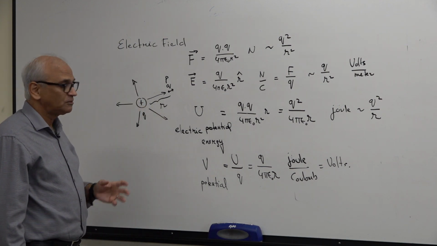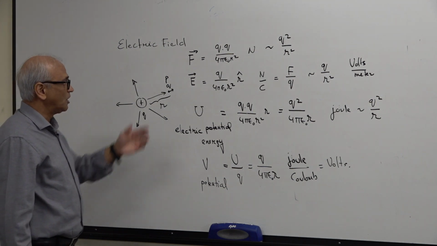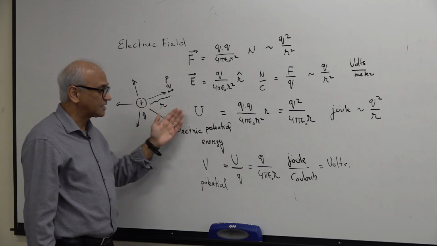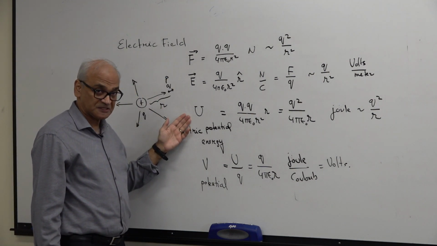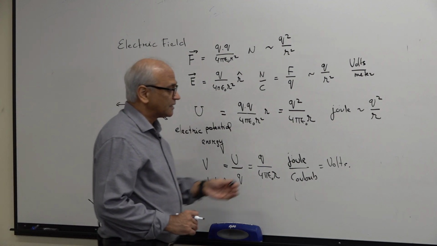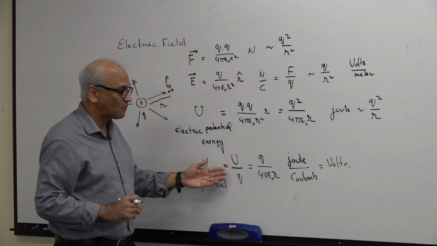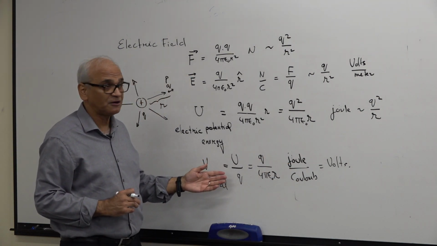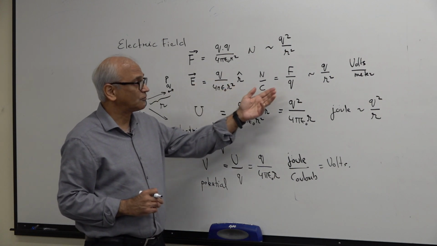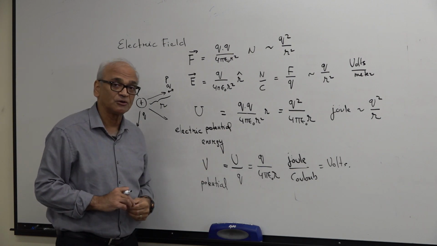These are the four fundamental concepts for static electricity. You have force, which is a vector, electric field, which is a vector, electric potential energy, which is a scalar, and potential, which is a scalar. In our day-to-day life, this is the one which we are most familiar with. We don't talk about Newton, we don't talk about Newton over Coulomb or volts over meter, we don't talk about joules, but we do talk about volts all the time.